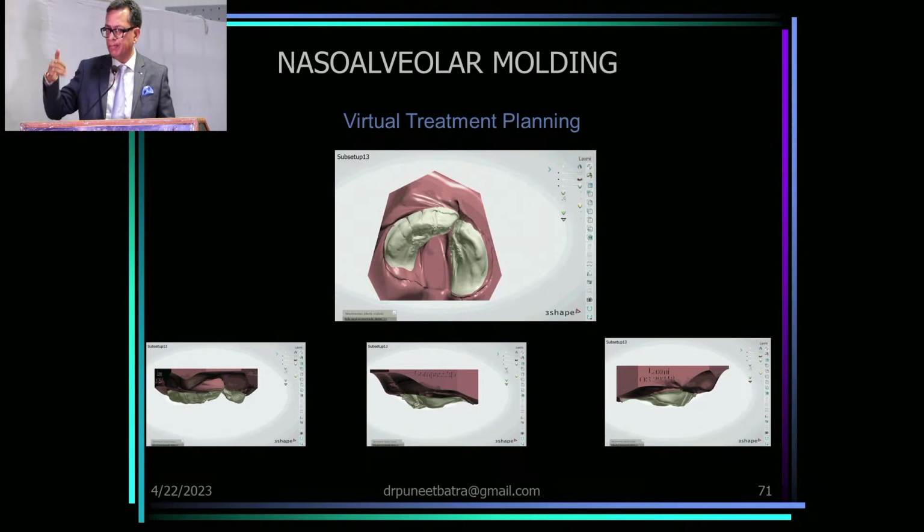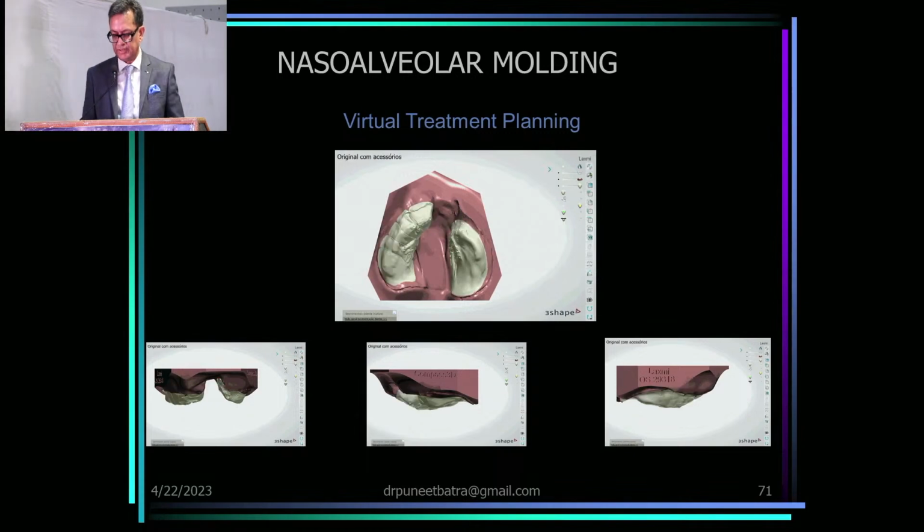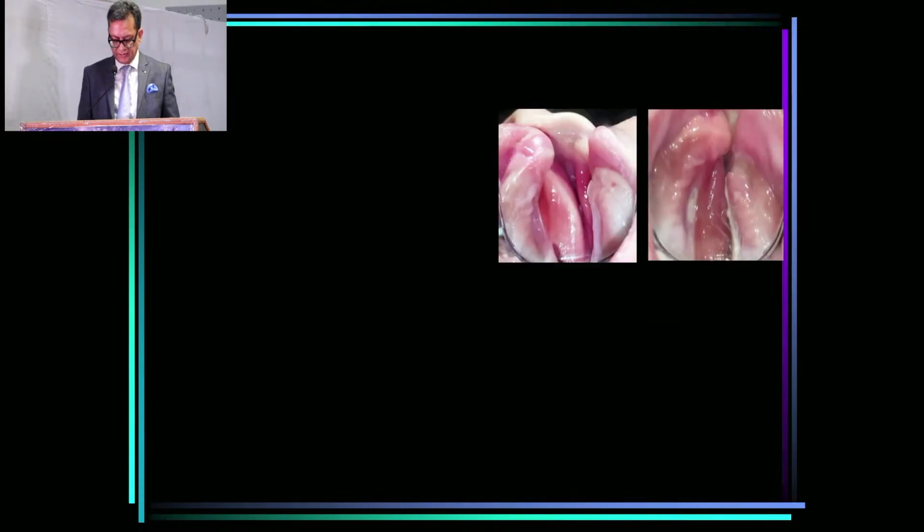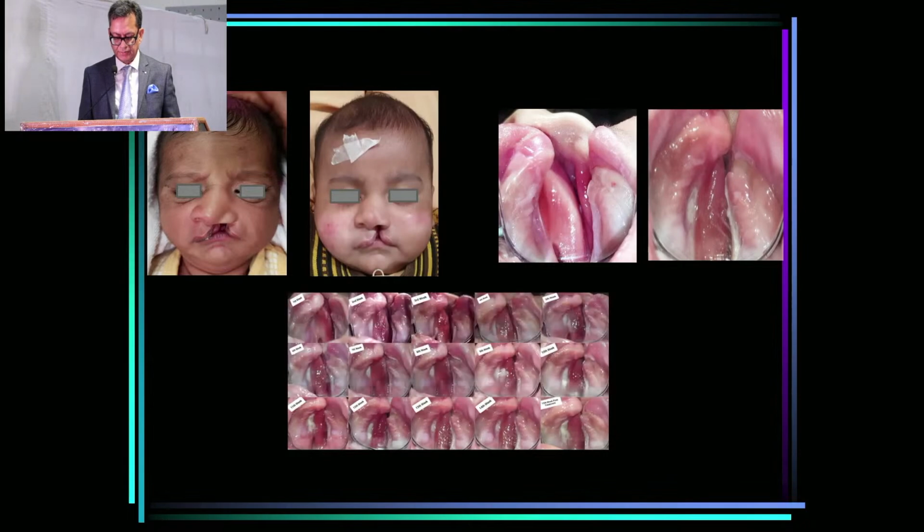This is a child, a baby born with cleft lip and palate, and you see what we do here. We've used aligners for nasoalveolar molding. This is the virtual setup wherein both the segments which are cleft are brought together just on a computer screen, and then 3D printed appliances are given to the patient. So what happens finally? This is the outcome of the patient. You can see pre and post. Look at the size of the defect and look at the size later.